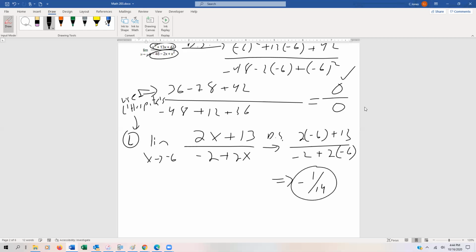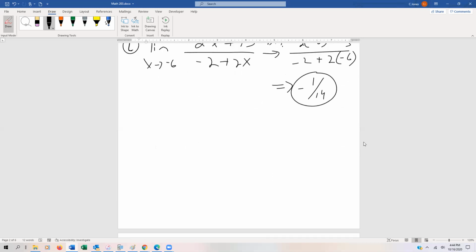Now, just to illustrate that we could have done this using the old technique, let's see if we can get the same answer by factoring.